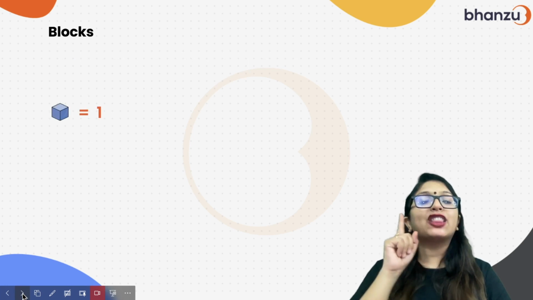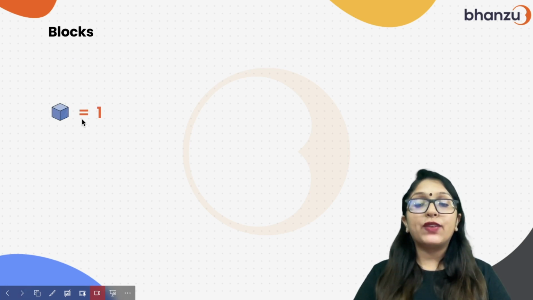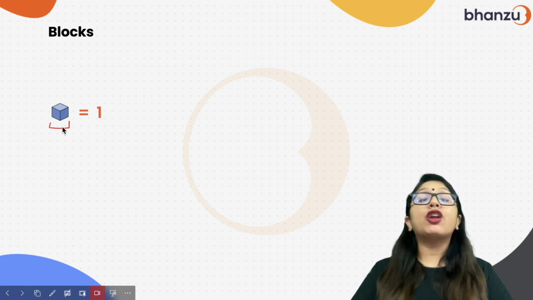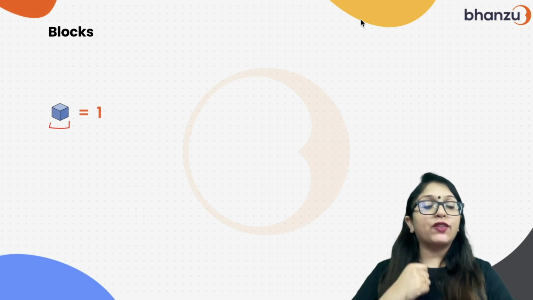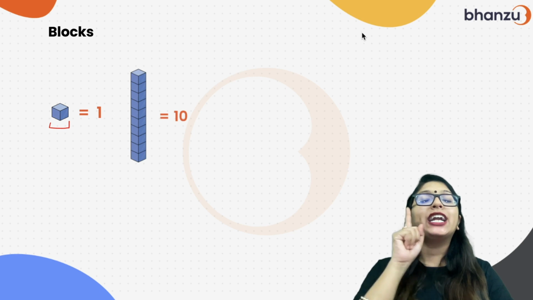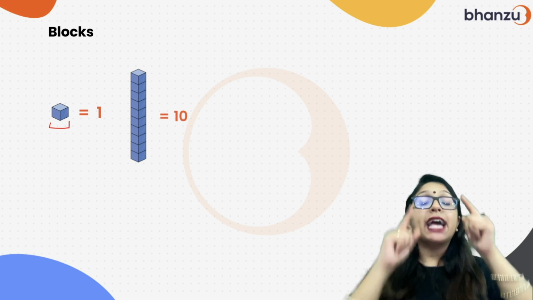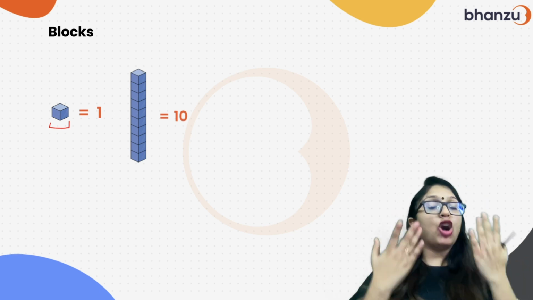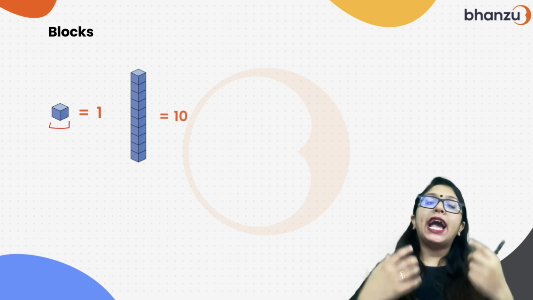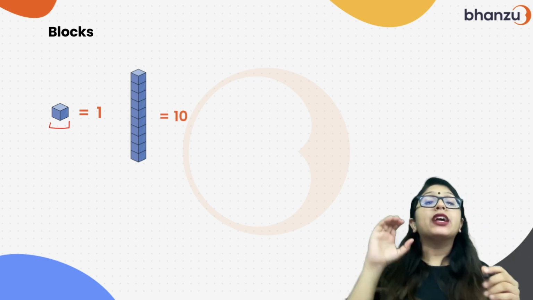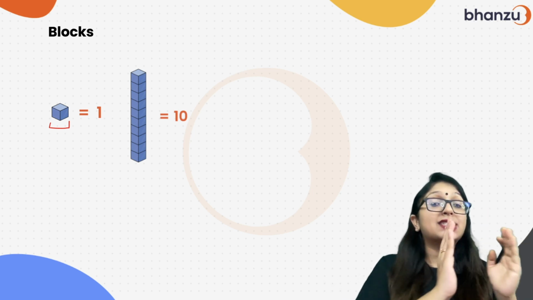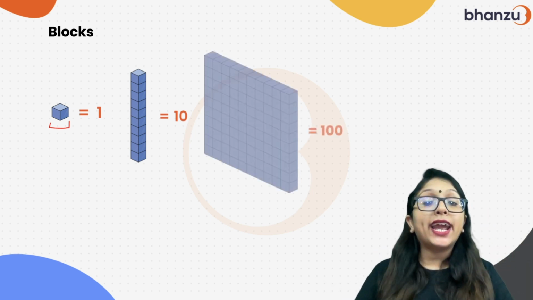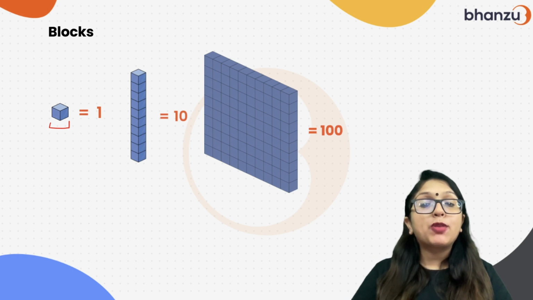Let's go ahead, and the first thing is the block. Here we can see only one block, right? Now what if I join 10 blocks like this? Then what will I get? I am going to get a block stick like this. And in this block stick, how many blocks do I have? I have only 10 blocks. Now, if I join 10 block sticks like this side by side, what will I get? I will be getting a big block like this.